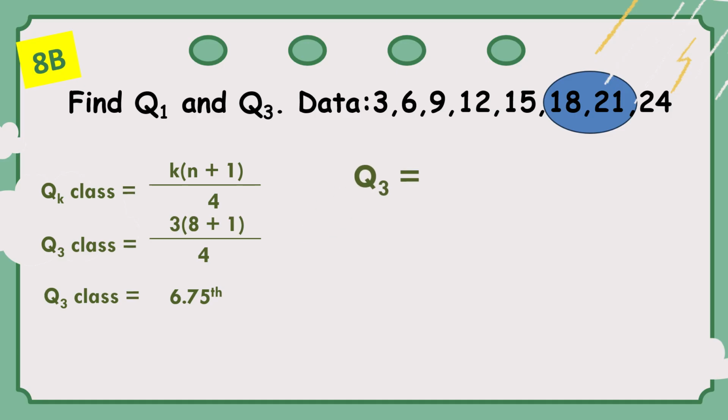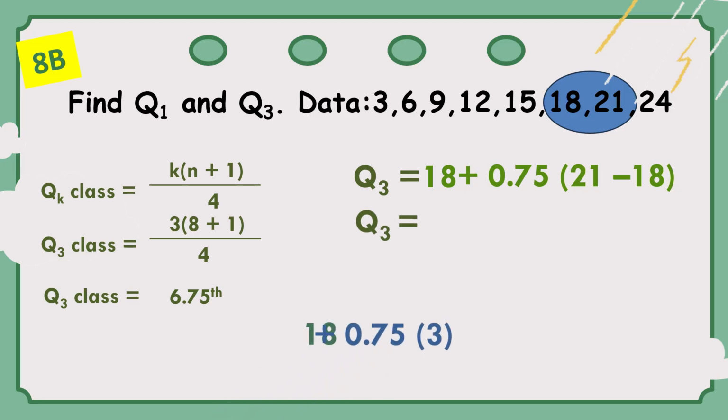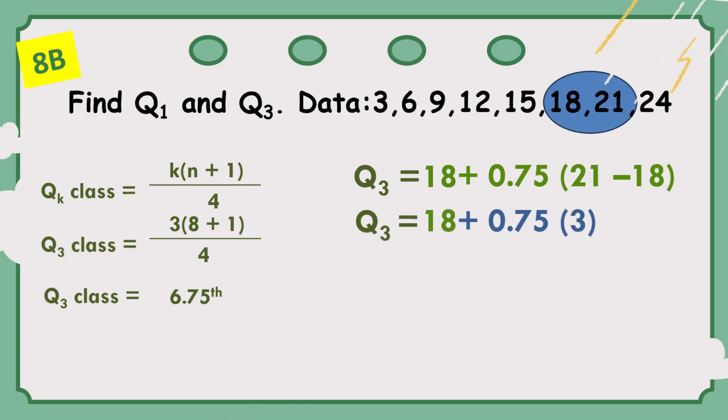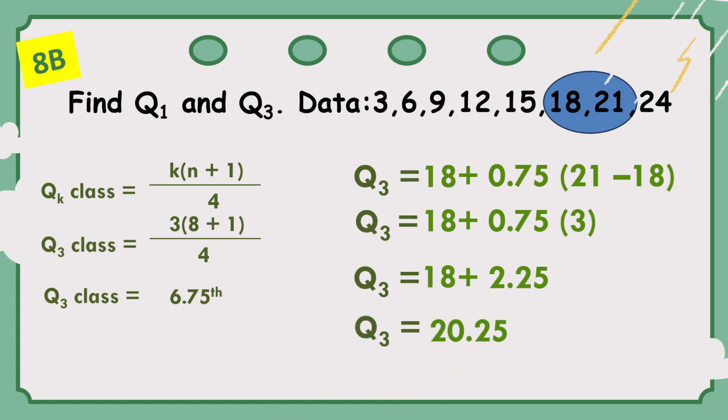Quartile 3 is equal to, the sixth position is 18. Copy the decimal, that is 0.75, and then 21 minus 18. So quartile 3 is equal to copy 18, and then copy 0.75, and 21 minus 18, the answer is 3. So quartile 3 is equal to 0.75 times 3 is 2.25 plus 18. So if we add 18 plus 2.25, the answer is 20.25. So the quartile 3 is equal to 20.25.